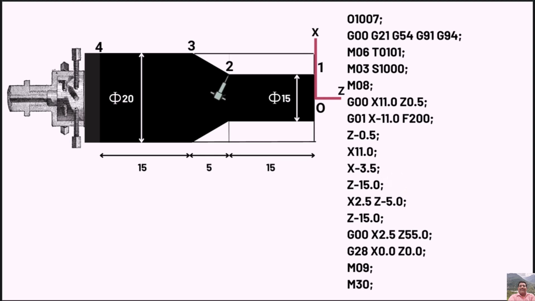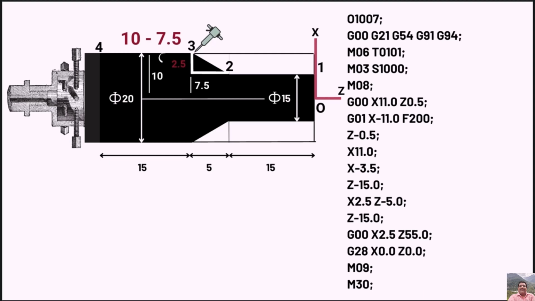Now we have to propagate from point number 2 to point number 3. It's going to be a tapered turning. Now we need to find out the distance between point number 2 to point number 3 in order to apply incremental approach. So for that, we are going to give command of X2.5 Z-5.0. Since 2.5 mm is the distance in x-axis, that is 10 minus 7.5, and obviously the span of 5 mm is given for z-axis.